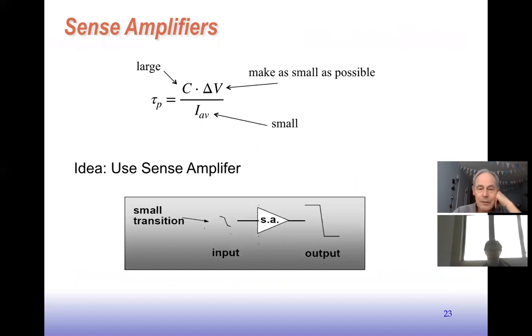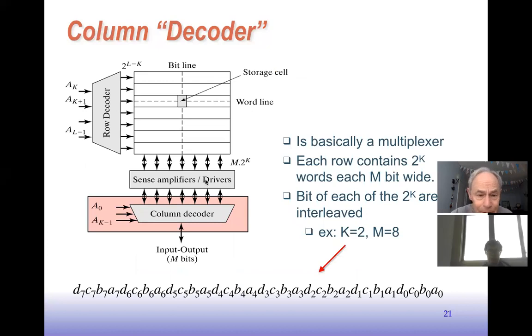Okay, and the last part of the periphery that I want to talk about is the so-called sense amplifiers. And I'll show you where they are. They're in this picture here. They're part of the reading operation.